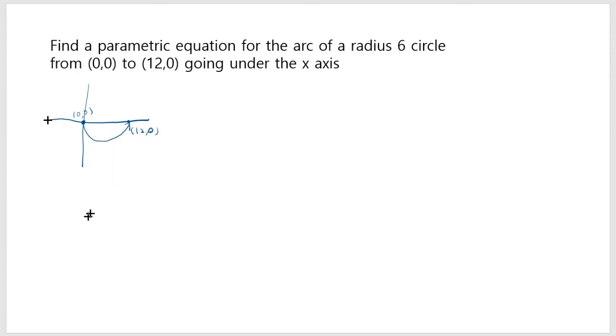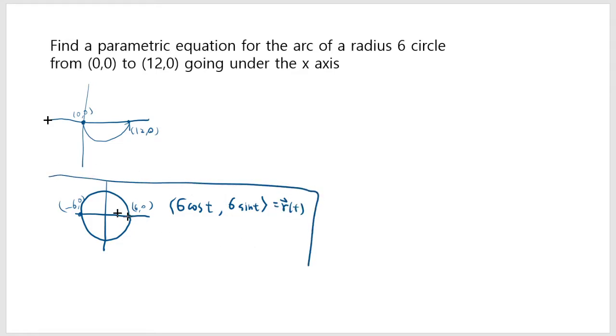So for this one, it's helpful to start from the usual radius 6 circle. So let's say this is (6, 0), and this is (-6, 0), this point right here. And we know that this circle is parametrized by 6 cosine t, 6 sine t. Okay, so if you set this equal to r(t), then this gives you the parametrization of the circle.